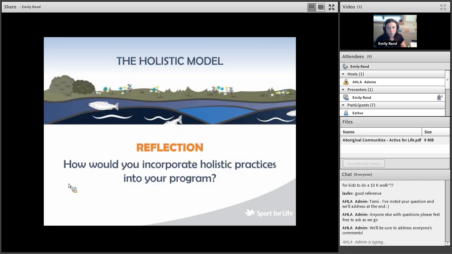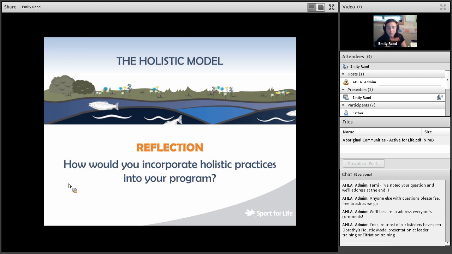And within the workshop, we give people the opportunity to think about, how would you, so they would do an activity, and then how would you incorporate holistic practices within your program.